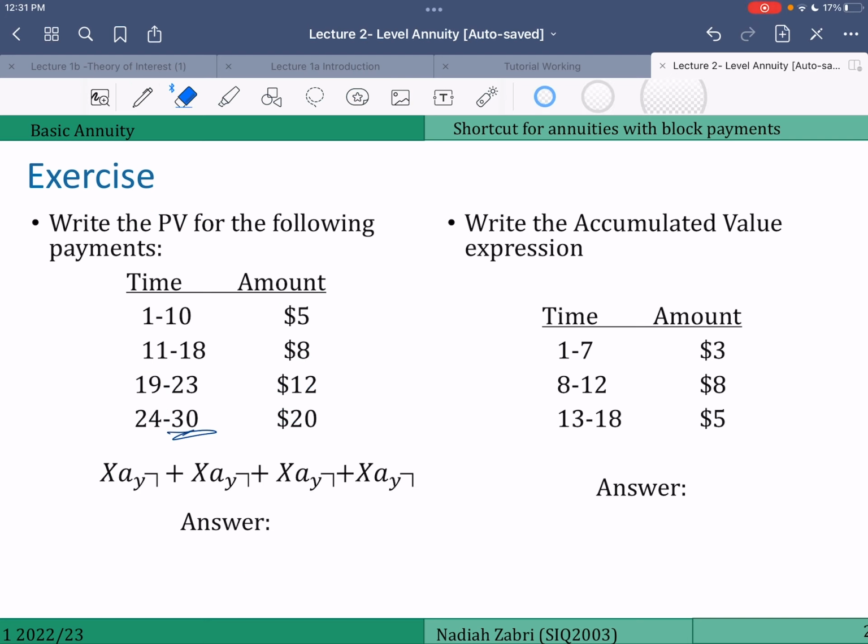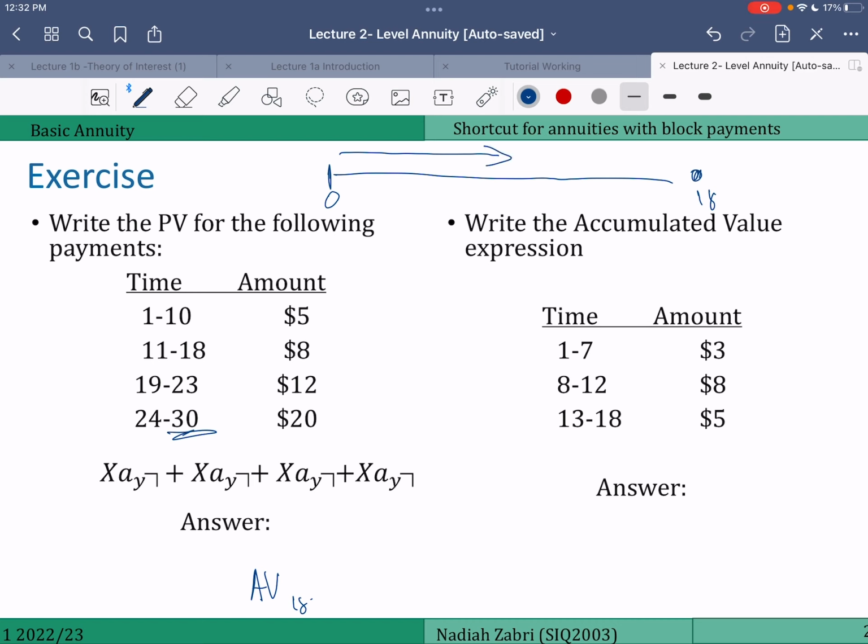Okay. Now we want to find accumulated value. So accumulated value at time 18, AV 18. So as I said, since we want to evaluate at time 18, we want to start with the furthest point. So the furthest point is at time 0, from the very beginning, and then we go all the way there. So we start with the earliest block, and then we start to move towards the evaluation point. So the first block will be 3, and we want to find accumulated value. So we do 3 s angle 18. So we do it for all.